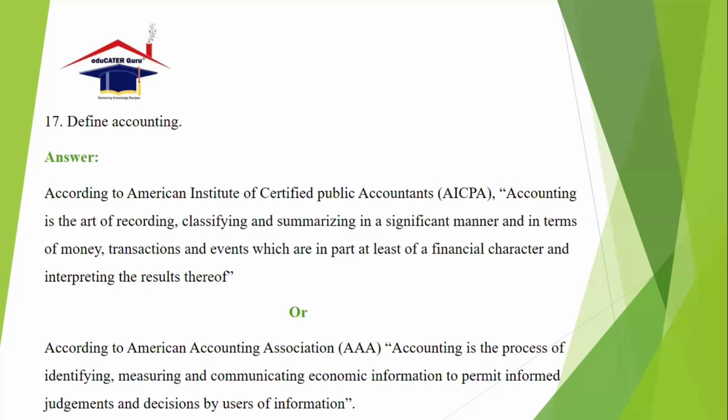Or you can also write, according to American Accounting Association, accounting is the process of identifying, measuring, and communicating economic information to permit informed judgments and decisions by users of information. So you can write any one of these for this question.